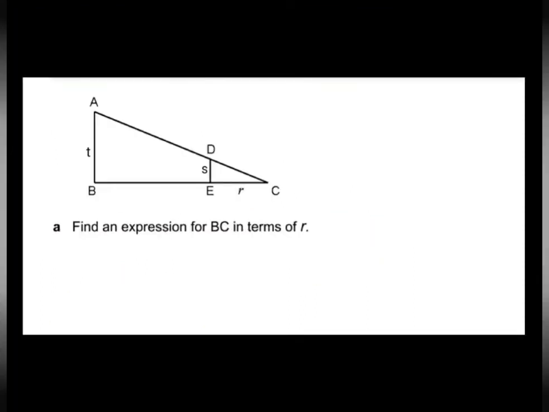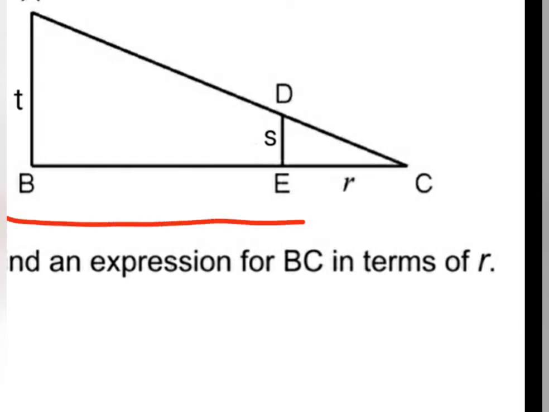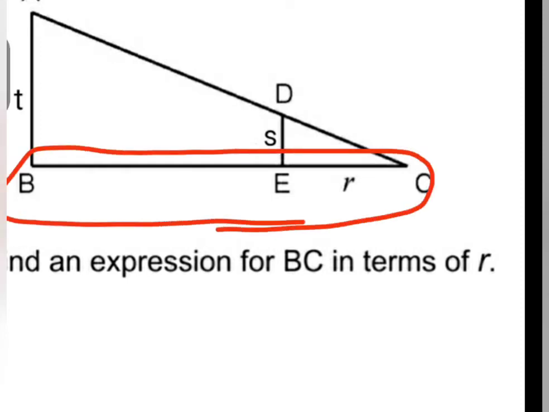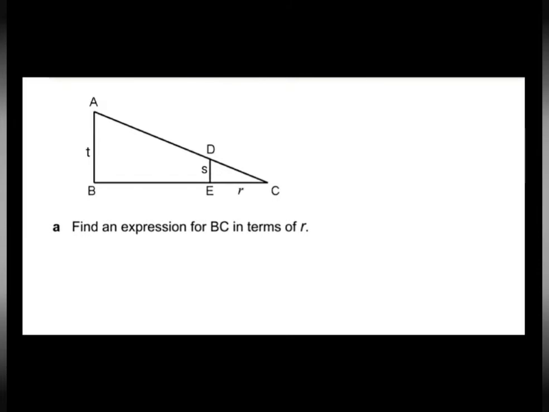Now, to find an expression for BC in terms of R, we have to know where BC is. Very good. Now BC is here. This is BC. Now, to write an expression, before we do anything, the first step in answering questions like this is what? Very good. Separating the triangles. So the first step, we separate the triangles.